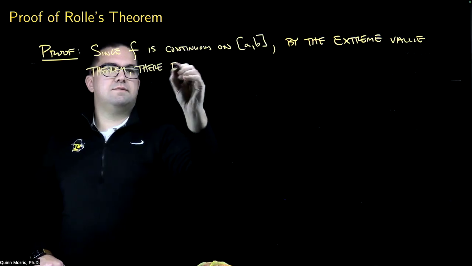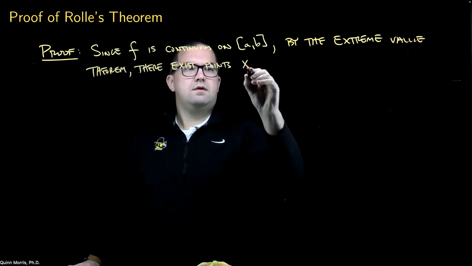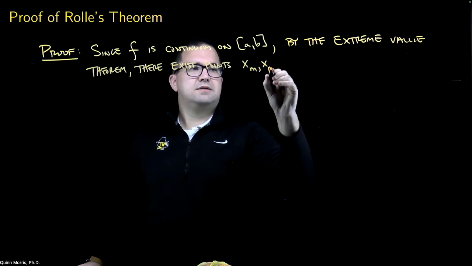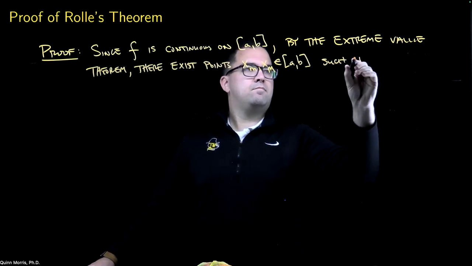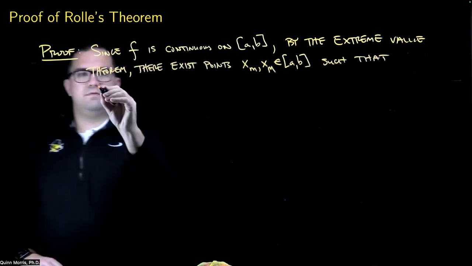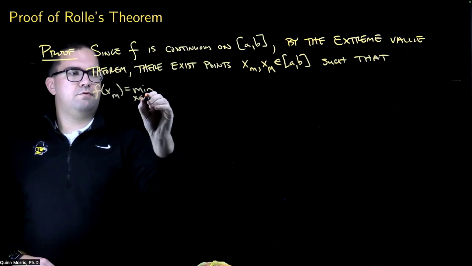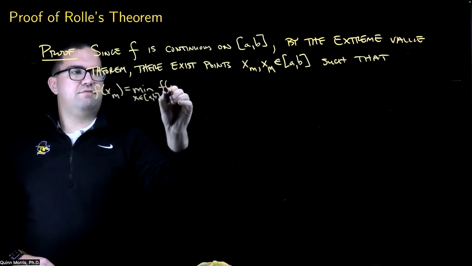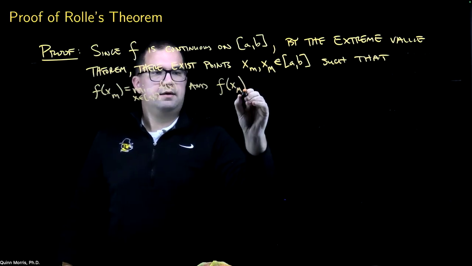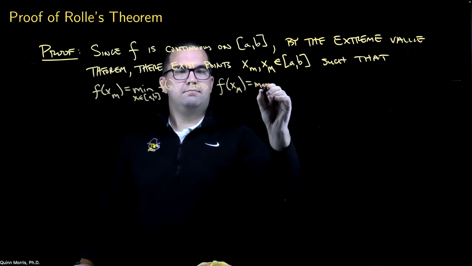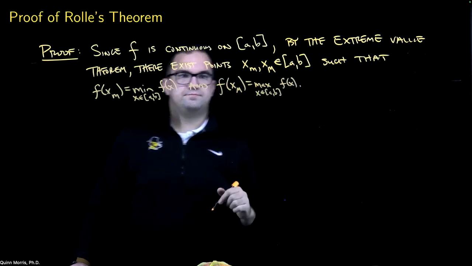there exist points x sub little m and x sub capital M in the closed interval AB such that f of x sub little m is equal to the minimum value over all x in AB of f of x, and f of x sub capital M is equal to the maximum over all x in AB of f of x. All right.